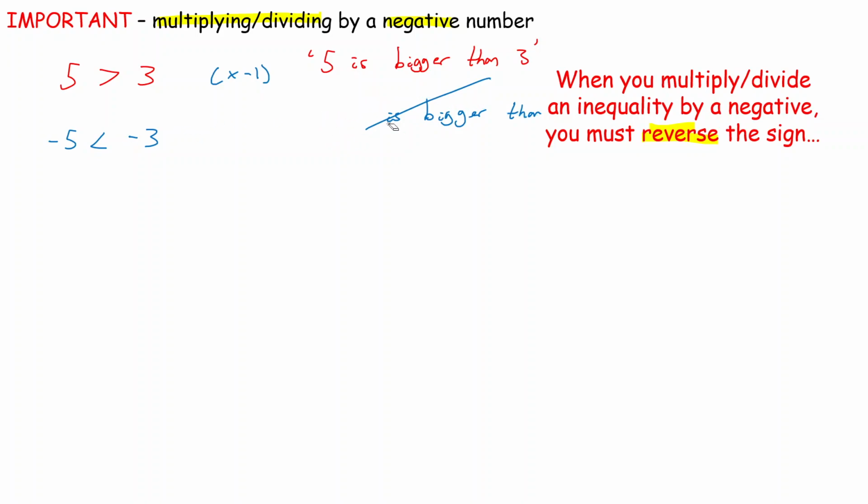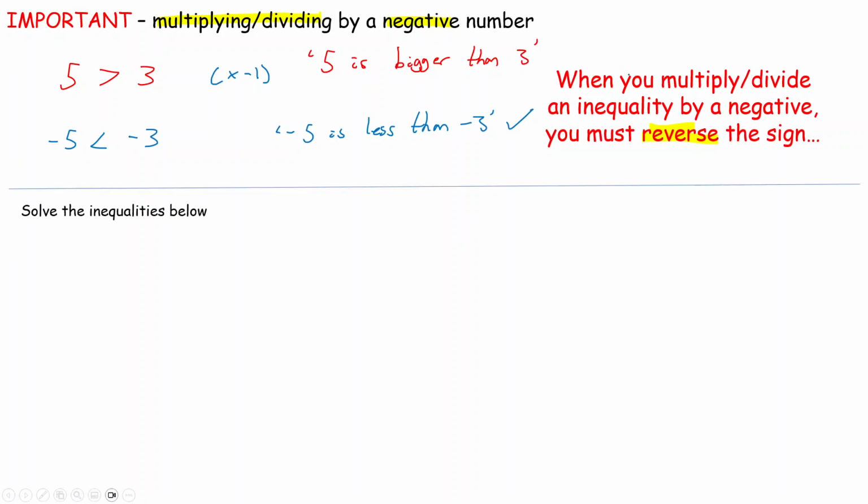Okay, so let's write that over here. So this now reads minus 5 is less than minus 3, which does make sense. So that's really important, so make a note of that if you need to. So you can try and solve these two inequalities below, knowing this really important key fact, because we're going to need it in these two examples.